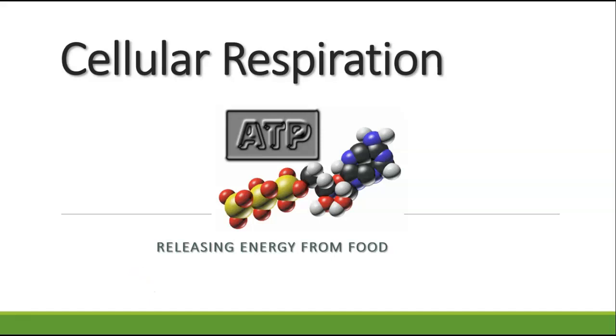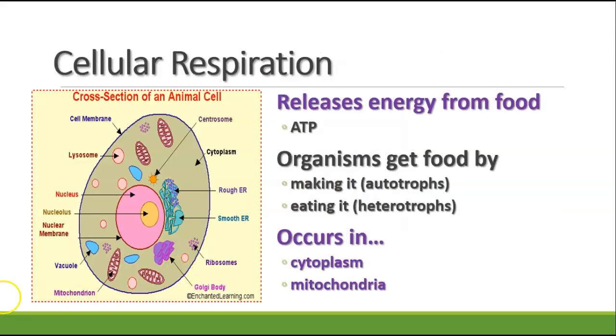This is part two of the notes for Unit 6 about cell energy. This part is about cellular respiration. Cellular respiration, of course, is the process of releasing energy from food. The energy that cells can use is in the form of ATP, adenosine triphosphate.